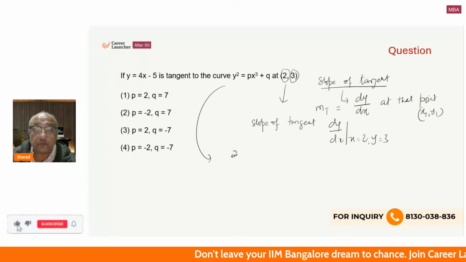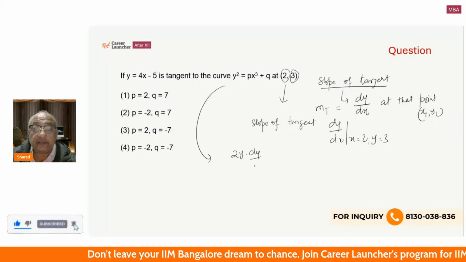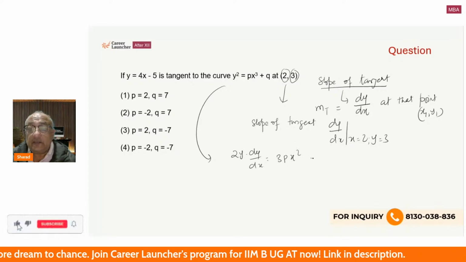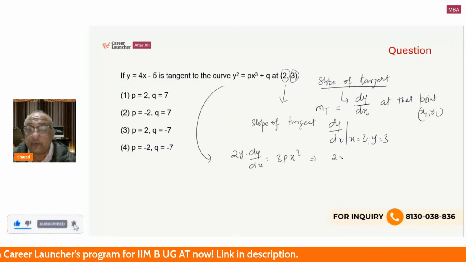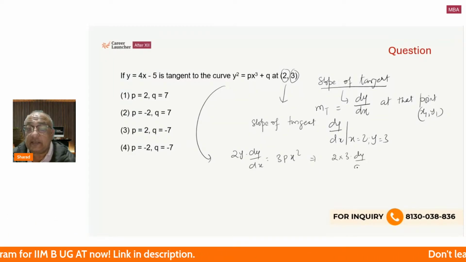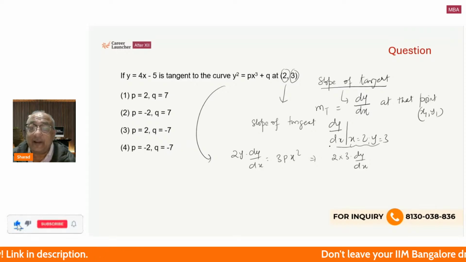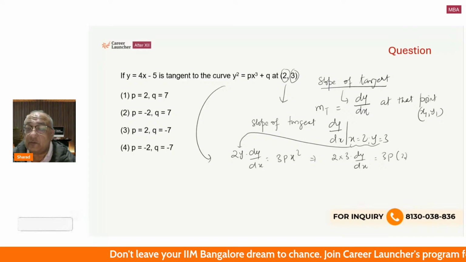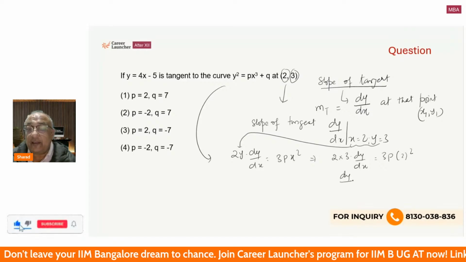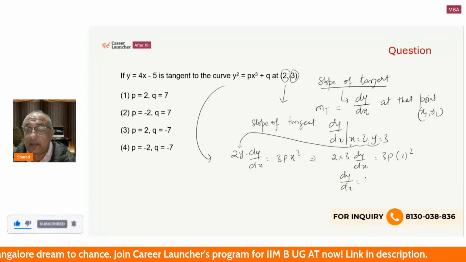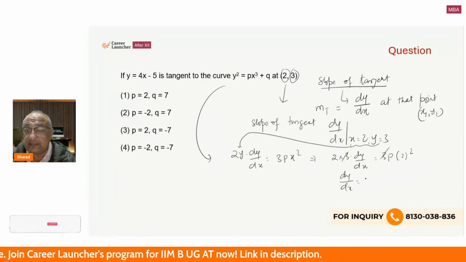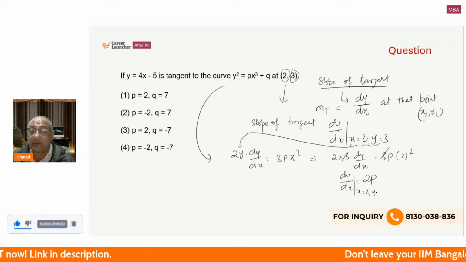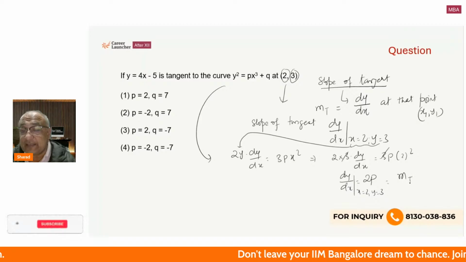This will be equal to 2y into dy by dx. That's how we'll differentiate. This will be 3px square. So what do we have here? I'll put those values: 2 into 3 dy by dx. What values are you talking about, sir? I'm talking about this value. And this is 3p, and this is 2 whole square, which is 4. So dy by dx will come to us, this 3 and 3 will cancel, will come as 2p. Wow, this is at x equal to 2 and y equal to 3. So this is my slope of tangent.